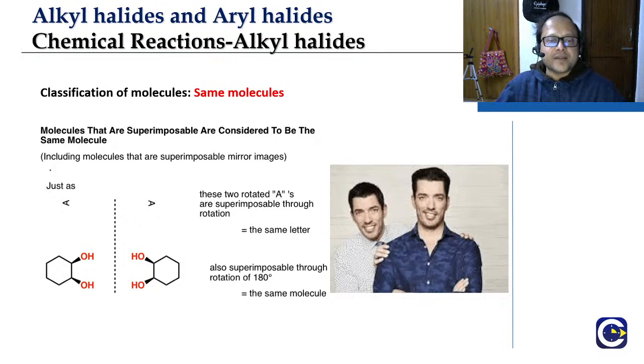If you have the letter A written horizontally, the mirror image is like this. But if you rotate this one by 180 degrees, you again have the same thing. And these two are superimposable. Hence, they are not going to give you any optical activity.